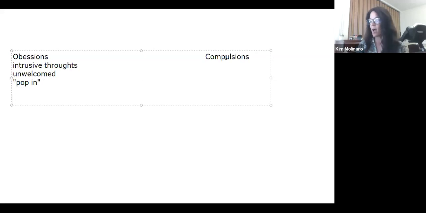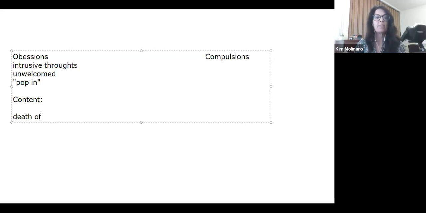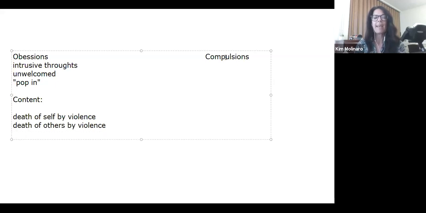And typically the content of those thoughts center around three areas: death of self by violence, death of others by violence, and fears or a consistent internal intrusive dialogue about contamination or about infection. And so not all content falls into these three categories. Not all content of the obsessions fall into these categories, but in general, it does.